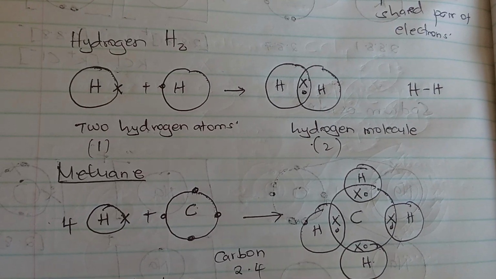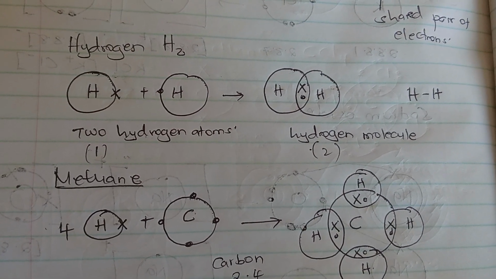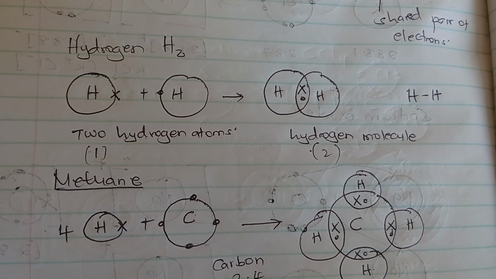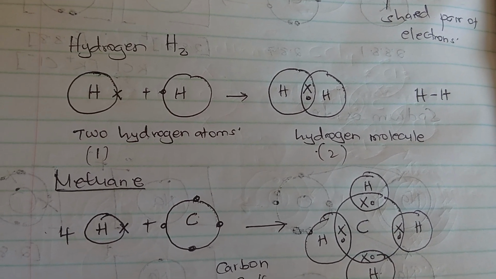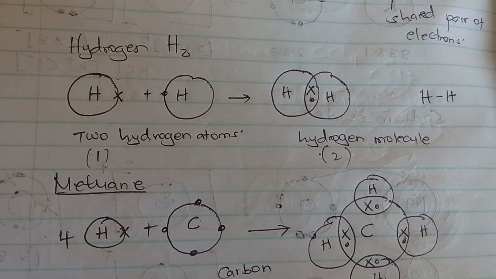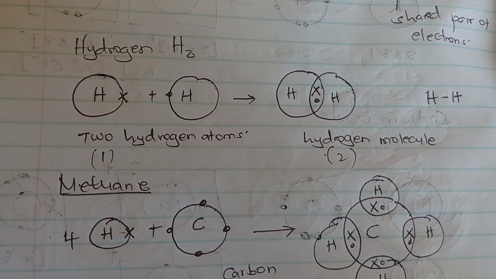For hydrogen, each hydrogen has 1 electron in its outermost energy level. So a covalent bond is formed where the 2 electrons are shared by the 2 hydrogen atoms.